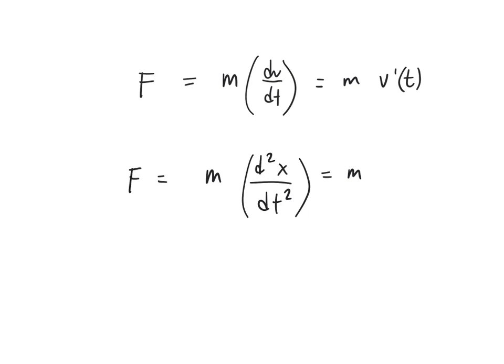d squared x over dt squared. Again, it's stupid, but look at the squares. They look like they're in different spots. They are. It's not a mistake. This means the second derivative of x with respect to time in its second phase, meaning divided by time twice. Also written as x double prime of t.